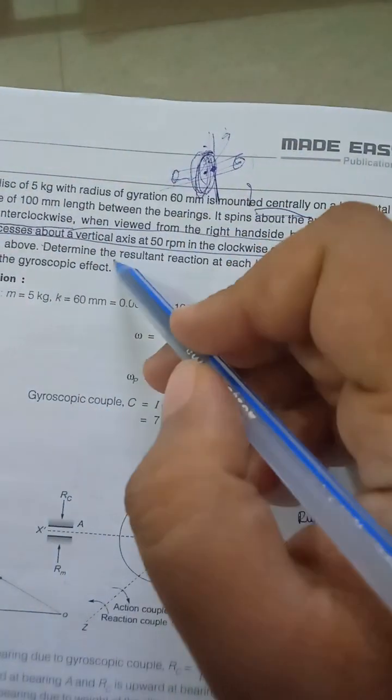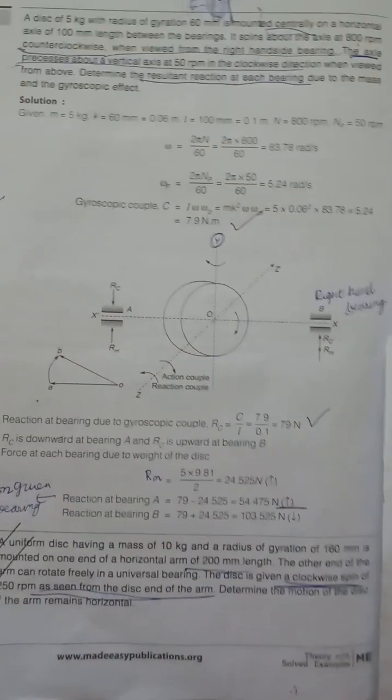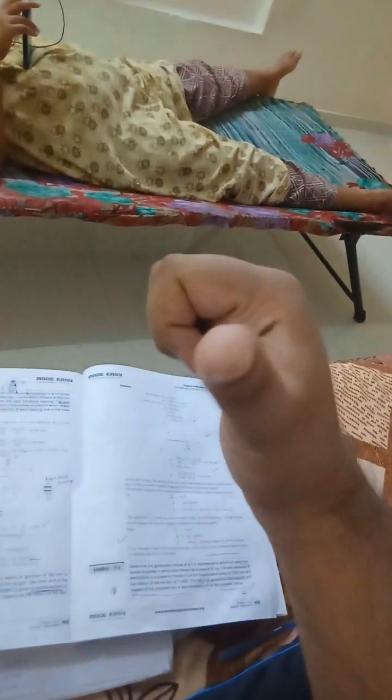The resultant reaction at each bearing means the reaction given by the bearing. What reaction does the bearing provide? So this is the same question that we did before. The thing is, it is counterclockwise when viewed from the right hand side bearing. So suppose this is the right hand side, from here this is counterclockwise. The L should be from here counterclockwise, and that too using the right hand rule.